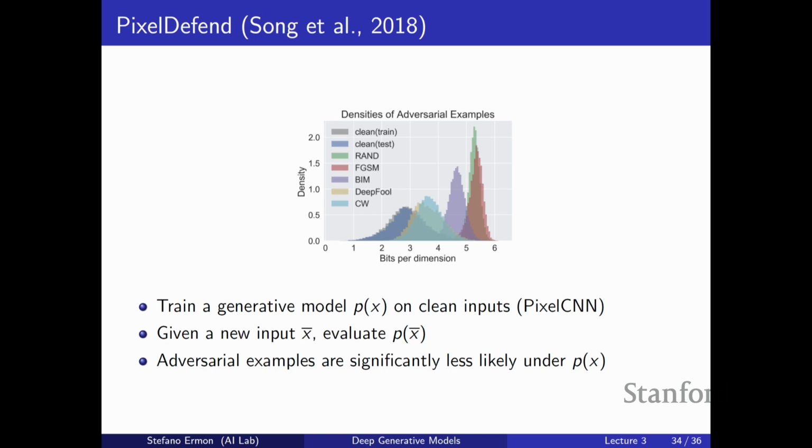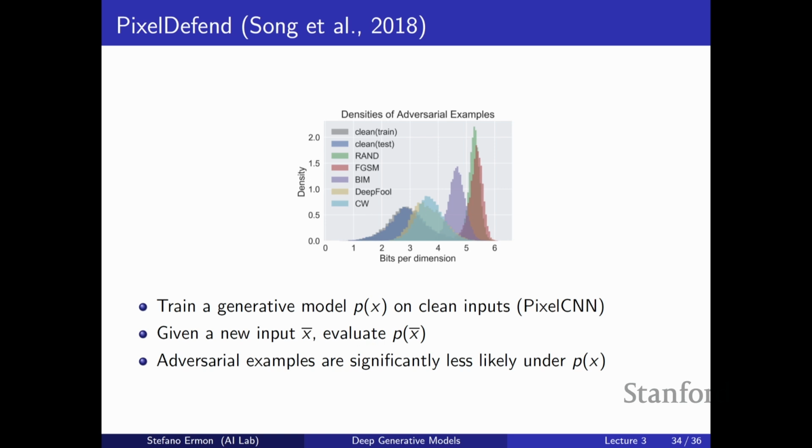And so what you see here is basically a histogram of the kind of likelihoods. I guess they're written in bits per dimension, but it's the same thing as the probability that the different samples are given by the model on the x-axis, and on the y-axis you see how frequently different images, let's say in the training set, are given that probability by the model. And you see that the train and test set are kind of here, while the adversarial attacks are significantly separated from the natural images, meaning they are assigned much lower probability by the model.